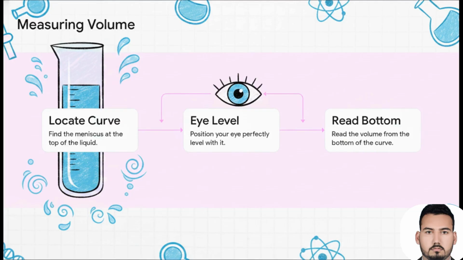To get an accurate measurement, you literally have to follow these 3 steps perfectly. 1. Locate that meniscus. 2. Get your eye perfectly level with it. And 3. This is crucial. Always read the volume from the absolute bottom of that curve.